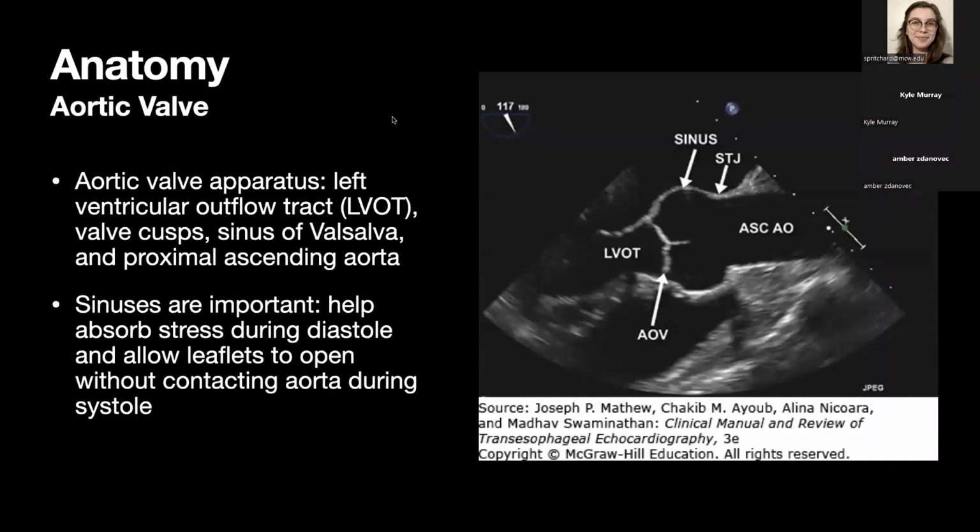This is the aortic valve anatomy. Just like the mitral valve had an apparatus, so does the aortic valve. It consists of the LVOT here. These are your valve cusps. Remember in this view, you pretty much know this is the right cusp, but you're never quite sure if this is the left or non-coronary cusp because you're not always sure where you're slicing through. Then you've got the sinuses here, and then the STJ, which is the sinotubular junction, leading to the ascending aorta. The sinuses are important, and it's important that it has this morphology. They help absorb stress during diastole, and also the leaflets can open without smacking into the aorta.